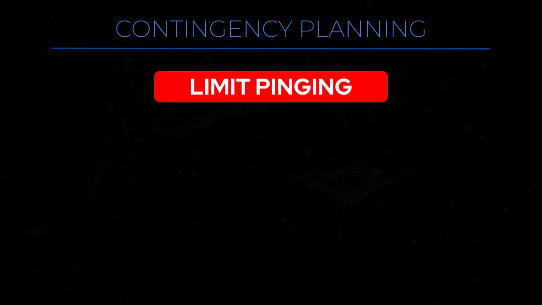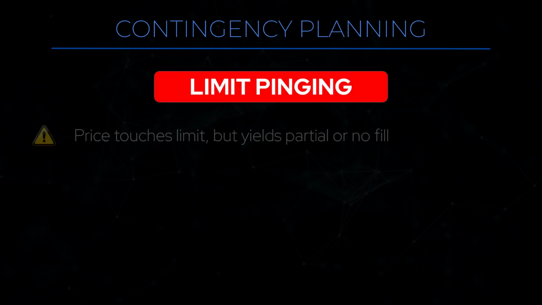Number 1. Limit pinging. This one consists in the price touching your limit, but bouncing immediately off of it, leaving your order filled either partially or not at all. At this point, you have 2 choices. To either wait and pray for the price to revert back to your limit and eventually give you a complete fill, or to buy immediately at market.